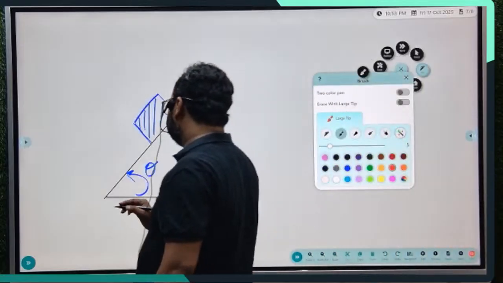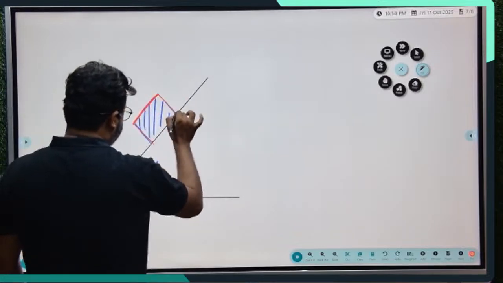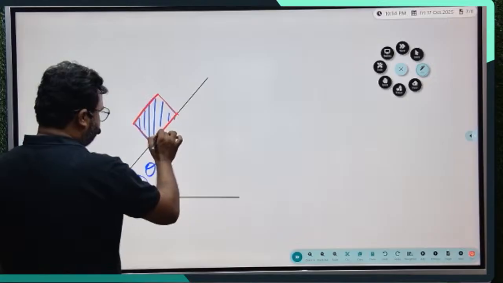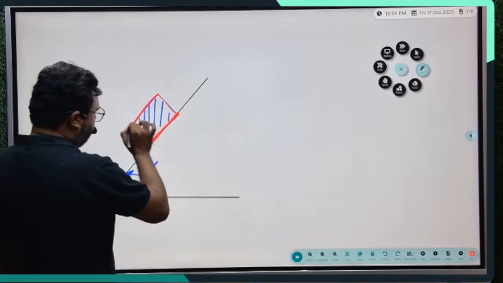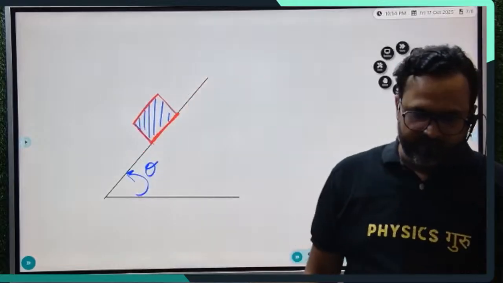Now, how many forces are acting on this object? Suppose this object is not sliding, it is at rest condition. Or you can take an example of sliding also. Suppose this body is sliding. How many forces are acting on this object?